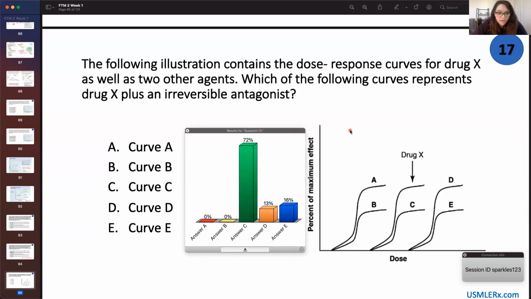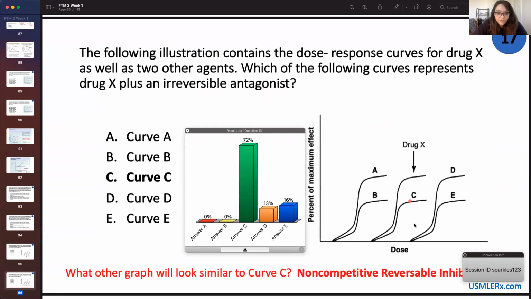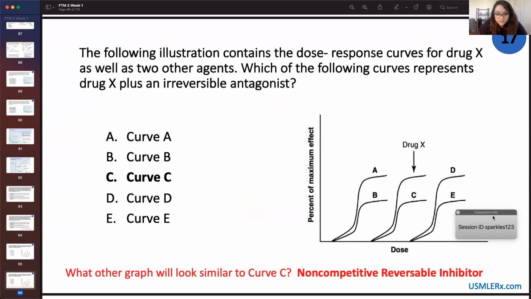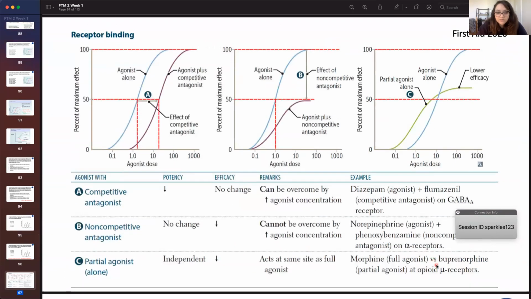Okay, so again, most of you are getting this. And it looks like you're familiar with these graphs, which is great. For this one, which other graph will also look like curve C? That's your non-competitive reversible inhibitor. So just make sure that you're familiar with all the possibilities of these shifts in the graphs. Let's move to the next one.